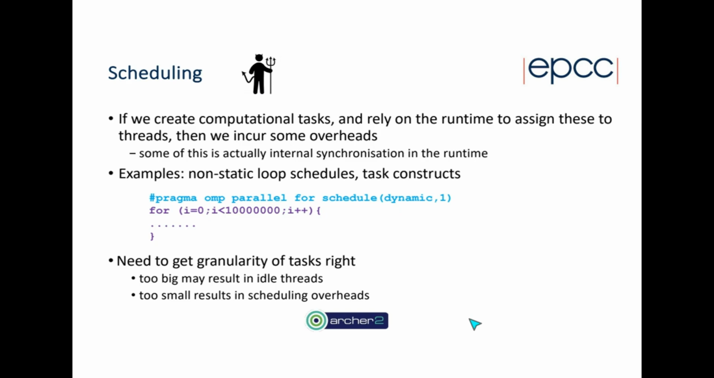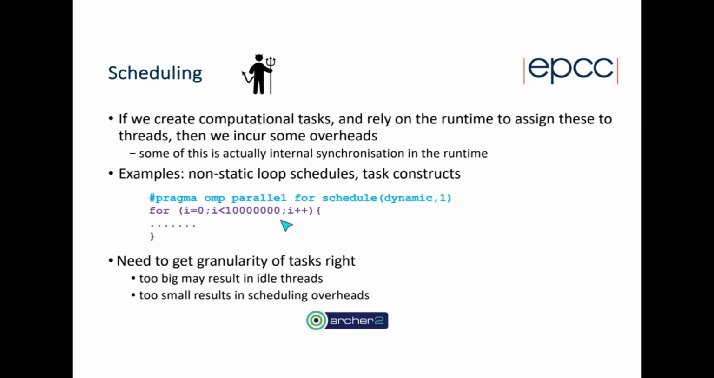But it's not just synchronization going on. There's other code being executed by the runtime to schedule tasks. So examples of this would be non-static loop schedules, like dynamic or guided loop schedules, and also tasks. Those are cases where we're relying on the runtime to do some dynamic scheduling of computational tasks to threads.